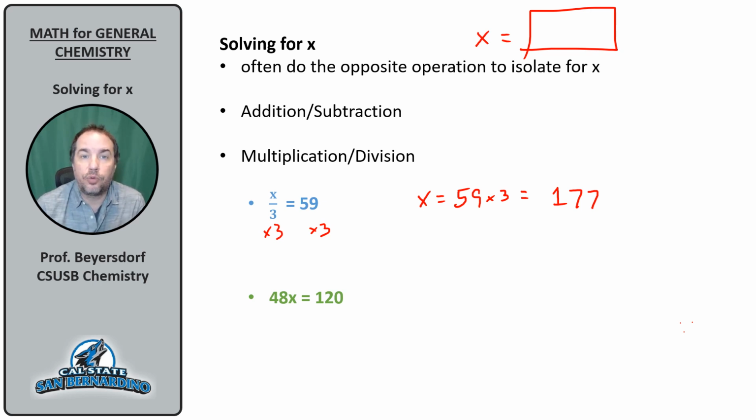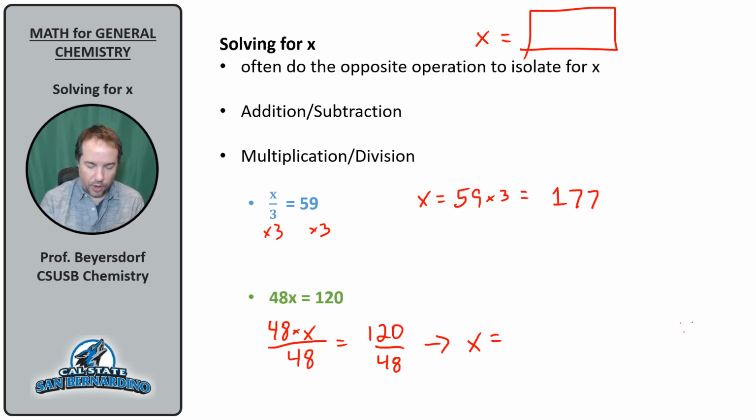How about 48x equals 120? Here, I'm multiplying the x times this 48. So to get rid of that 48, I need to divide by 48, but I do it to both sides. That's going to get me x equals 120 divided by 48, or 2.5.